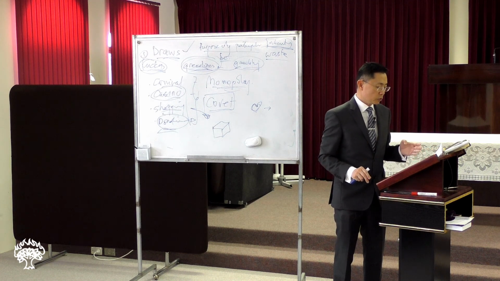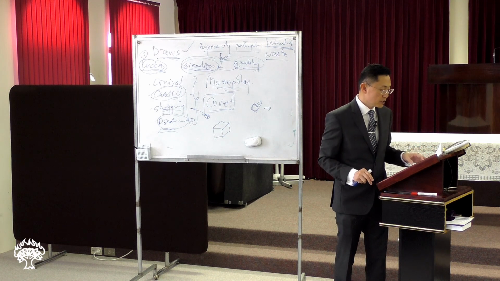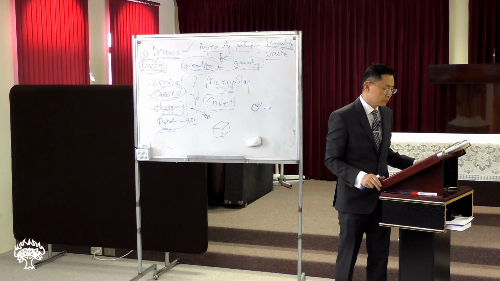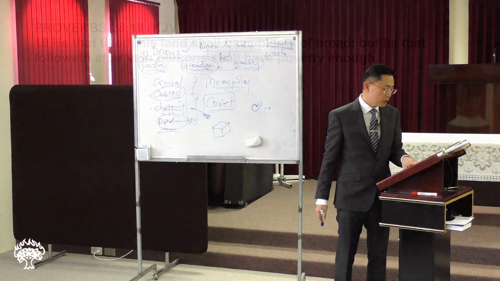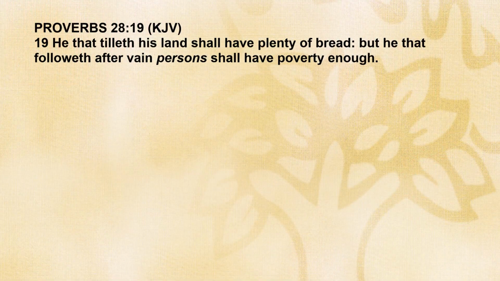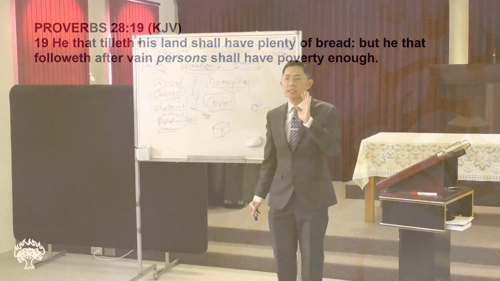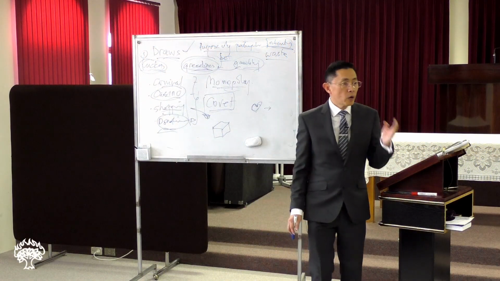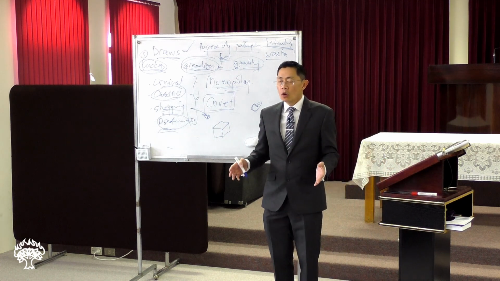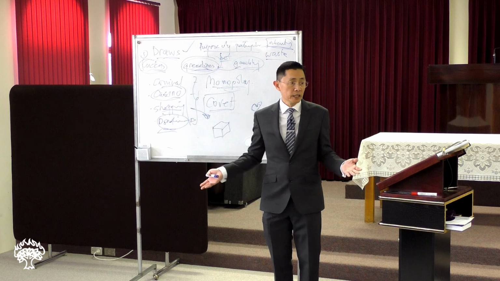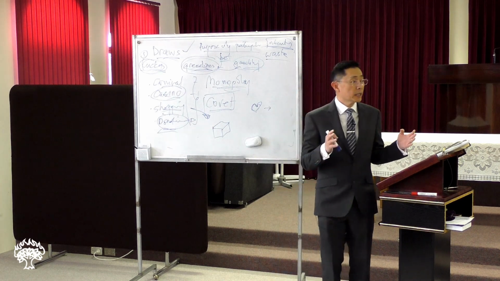Now, can you turn to Proverbs 28:19 for the last verse? What attitude does God want us to have? Proverbs 28:19: He that tilleth his land shall have plenty of bread, but he that followeth after vain persons shall have poverty enough. God simply says, work. All right? Just work. Don't be someone who always hopes for something for free. Work. Have the attitude of being a hardworking person.